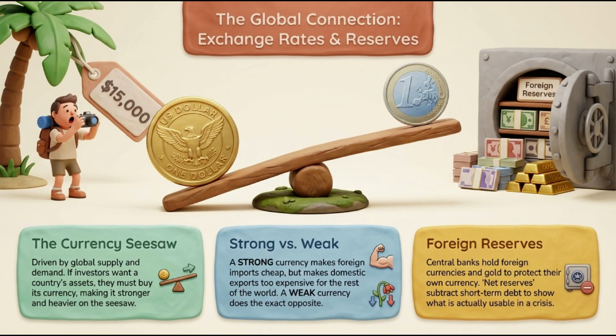On a global scale, we must look at exchange rates and foreign reserves. The value of a currency is like a seesaw driven by global supply and demand. If international investors want a country's assets, they must buy its currency, making it stronger. A strong currency makes foreign imports cheap for citizens, but makes domestic exports too expensive for the rest of the world to buy. A weak currency does the exact opposite. Central banks hold foreign reserve stocks of foreign currencies and gold to protect their own currency's value during a crisis.